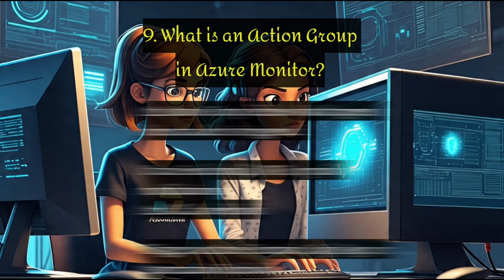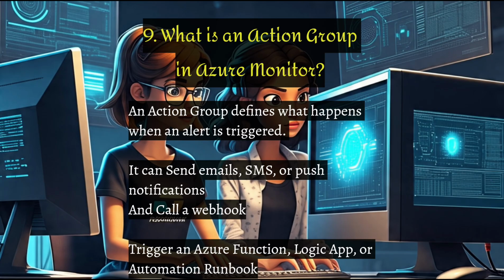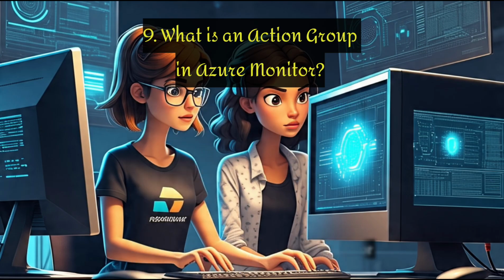9. What is an action group in Azure Monitor? An action group defines what happens when an alert is triggered. It can send emails, SMS, or push notifications, call a webhook, trigger an Azure Function, Logic App, or Automation runbook.